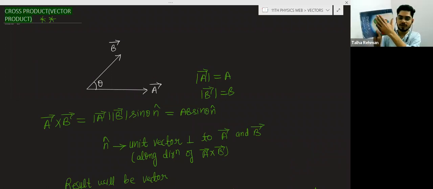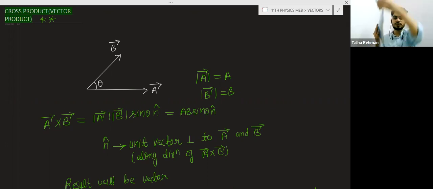Suppose this is your screen. A cross B will be perpendicular like this, or perpendicular from the back side also. A cross B is perpendicular to the A vector and perpendicular to the B vector. When you apply the right hand rule, you get the proper direction of A cross B. If you are calculating A cross B, first point your four fingers along the direction of the A vector and curl your fingers towards the B vector. Your thumb gives you the direction of A cross B.